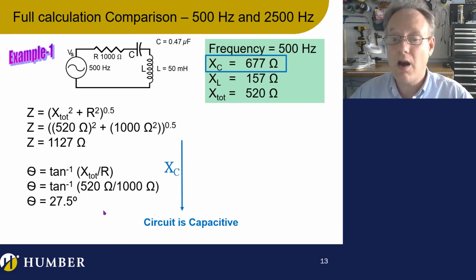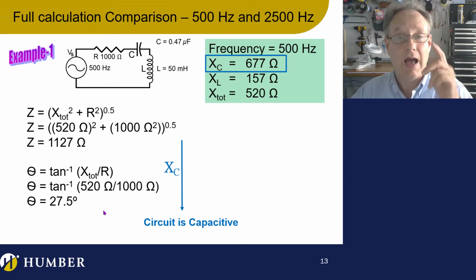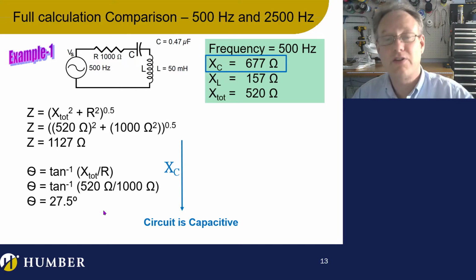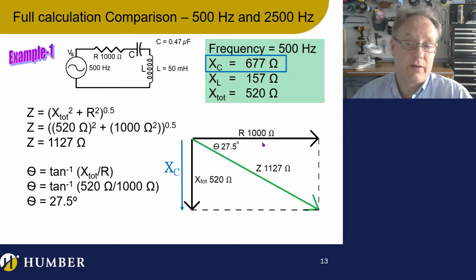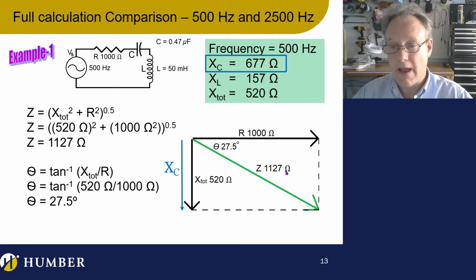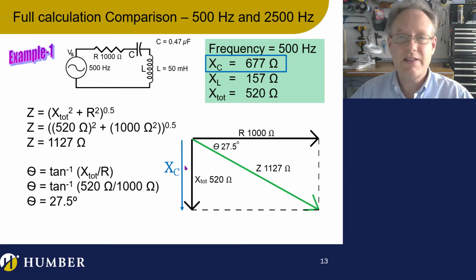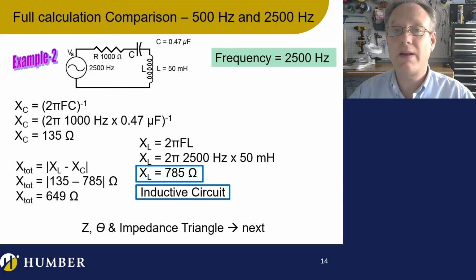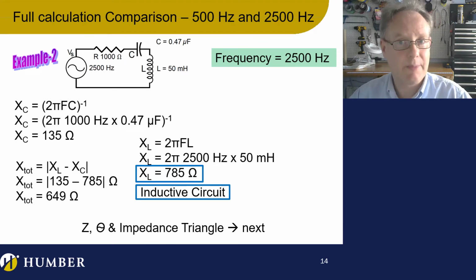Now, we know that it is a capacitive circuit, therefore my capacitive vector is going to go down, and then I just put it together, and here you go. So that is the phasor diagram here. I got 27 degrees in here, and that's my Z, and I'm just indicating everything I need to do. Now, let's kick the frequency up to 2500 and see what happens.